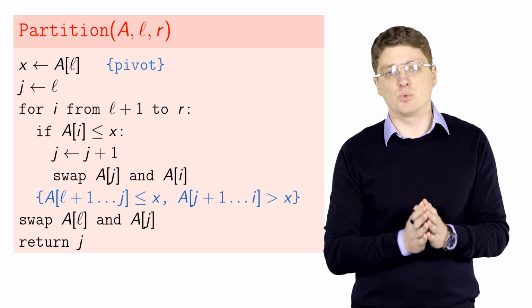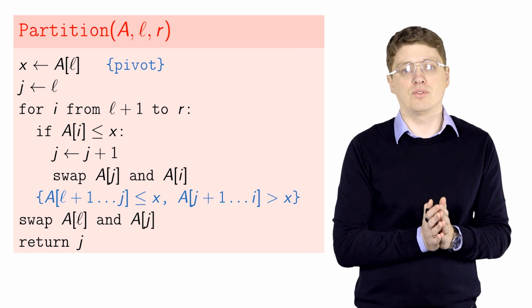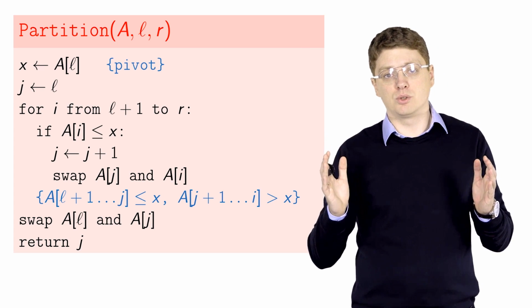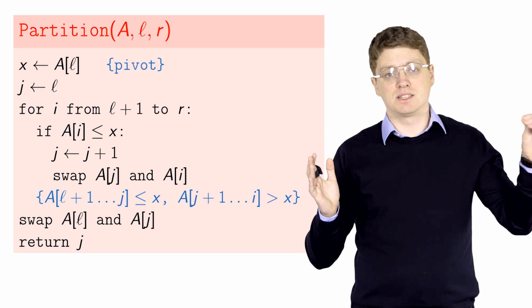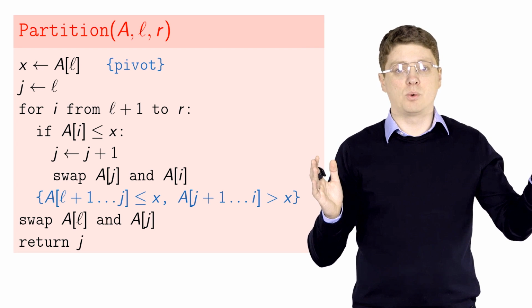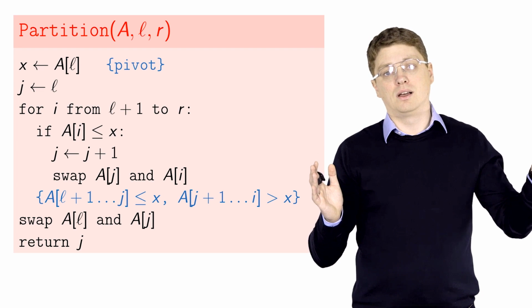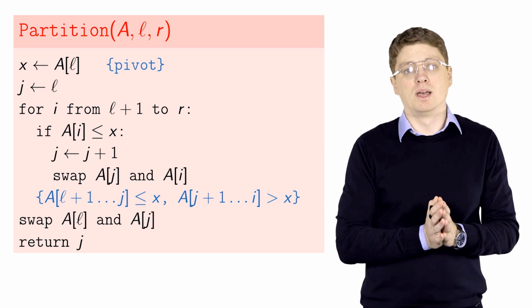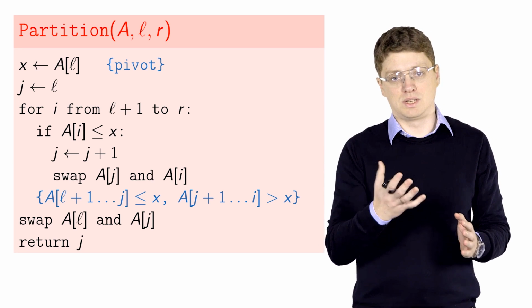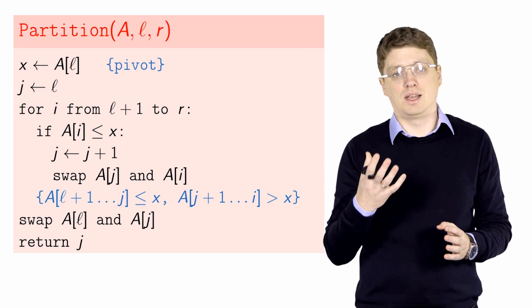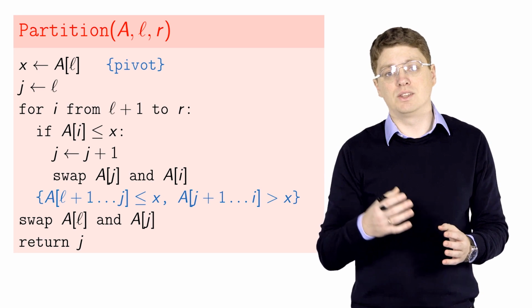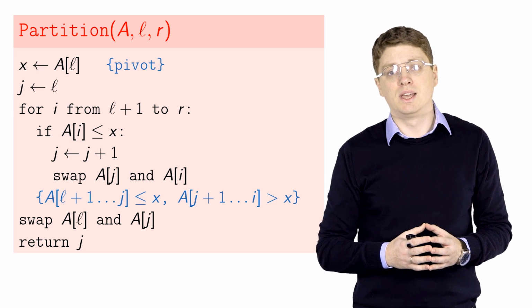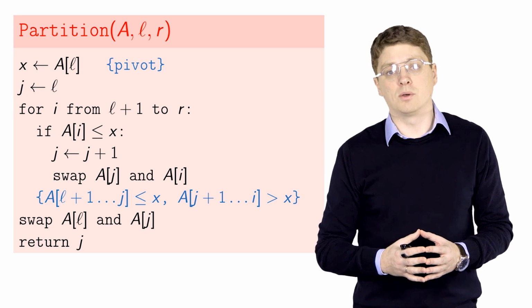So in the very end, when I reaches the value of R, we also need to place our initial element that stays at the beginning, our pivot, between our two regions. So for this we just swap element A of L, so this is our pivot, with element A of J. And we then return the value J as an index of our pivot element.